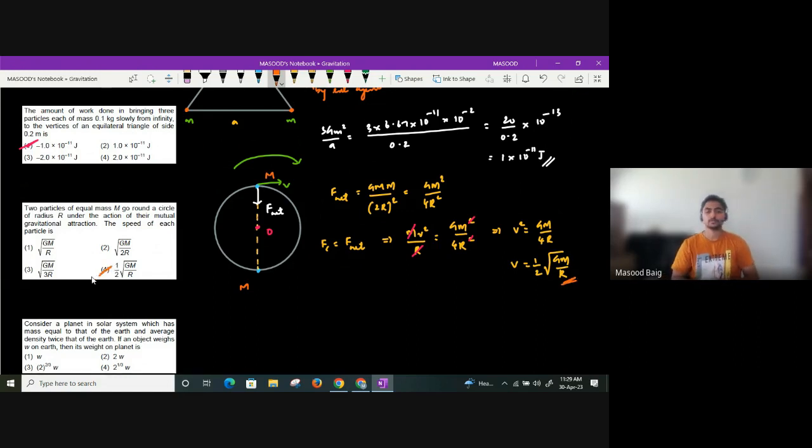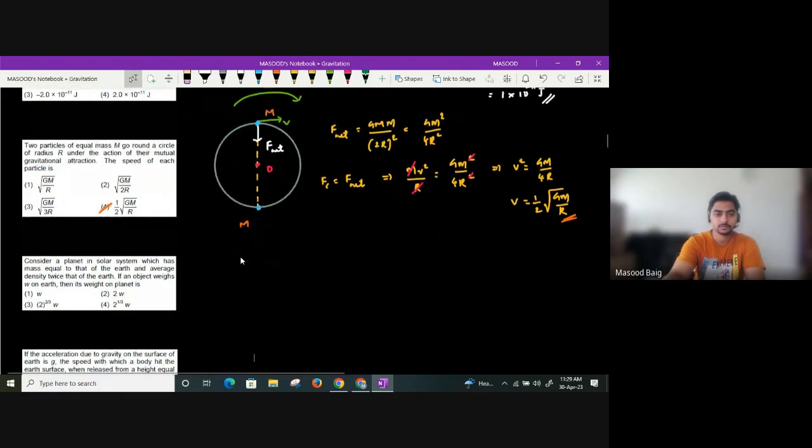Yes or no? Whenever an object is performing circular motion, it does so with a certain force directed towards the center, called the centripetal force. And who will provide the centripetal force? The resultant of the gravitational force of attraction between these two masses will provide the necessary centripetal force. Clear, all of you? I hope it is clear, everyone. Let's see the next question.